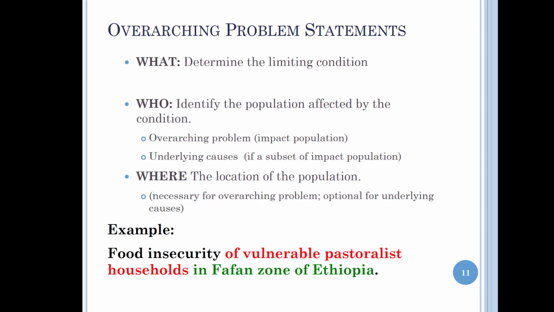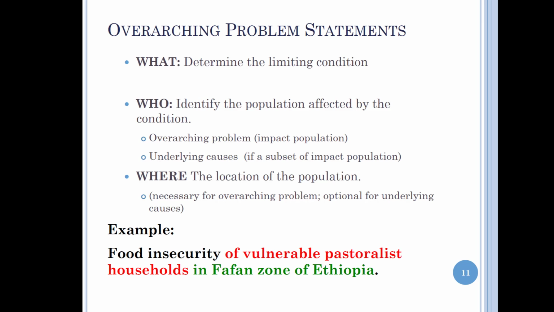An important thing that you have to have in mind when formulating statements about overarching problems is that we should always include mentions about the what, the who, and where. For example, food insecurity of vulnerable pastoralist households in the Fafan zone of Ethiopia.